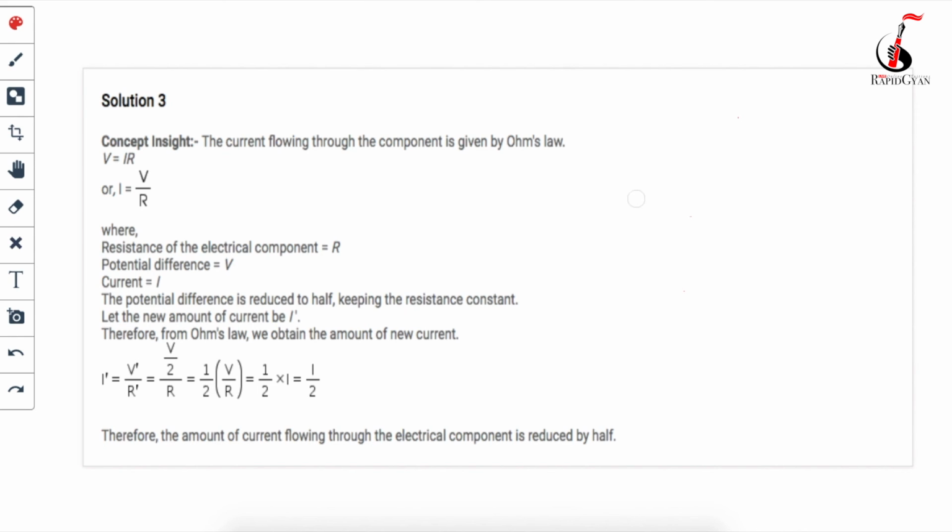So anyway, I have written the solution over here. Please pause the video and write it down. So they are saying that the amount of current flowing through the electric component is reduced by half. Hope you guys understand this. Okay, see, the amount of current flowing through the electric component is reduced by half. Okay, let's go to your next question.